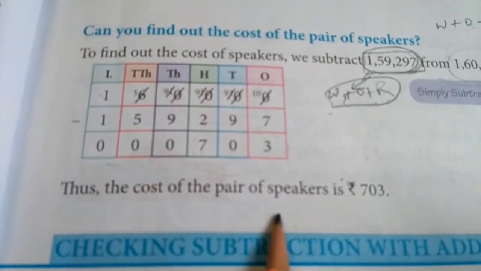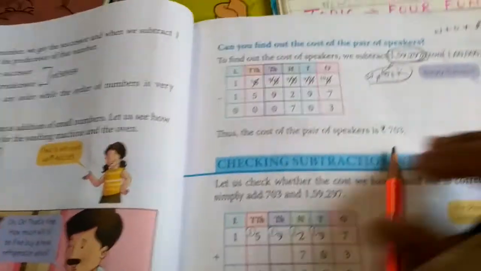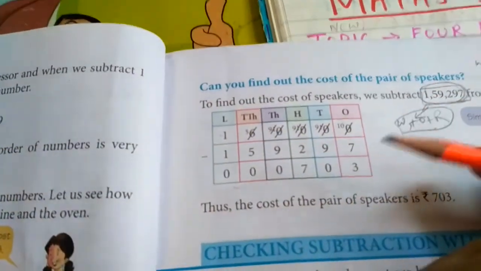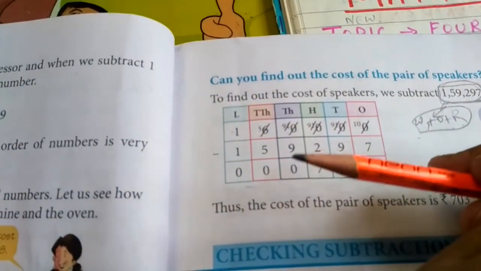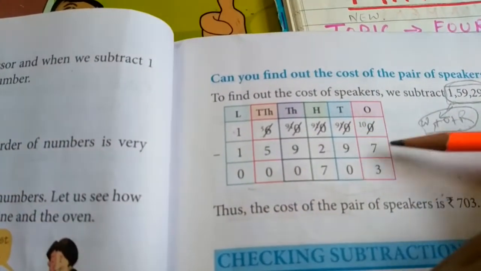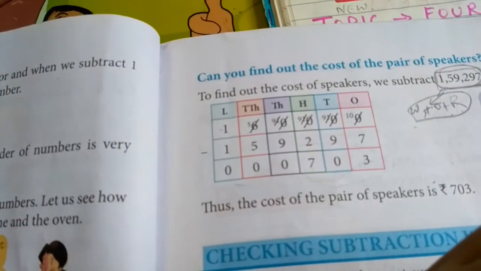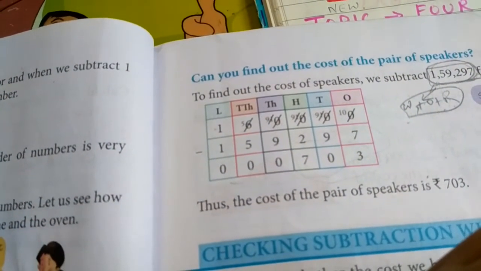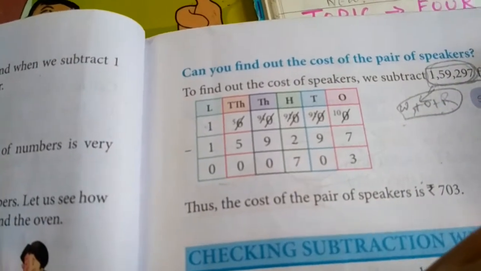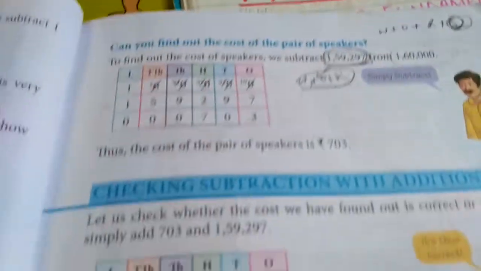Thus the cost of the pair of speakers is rupees 703. Whatever amount we have got now after subtracting 1,59,297 from 1,60,000, whatever was the left amount, that was only the cost of the speaker. And that's what the question was asking us: can you find out the cost of the pair of speakers? So yes, we can find it now.